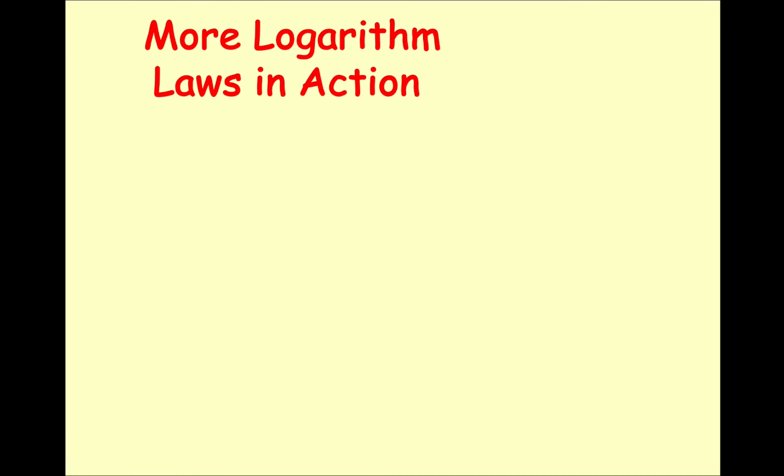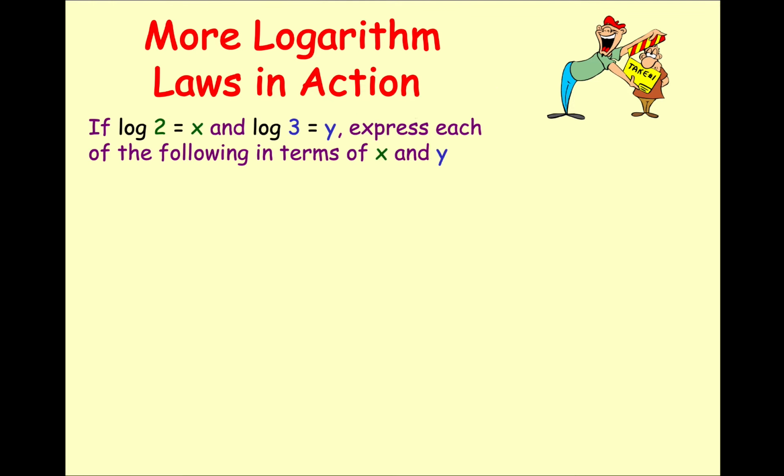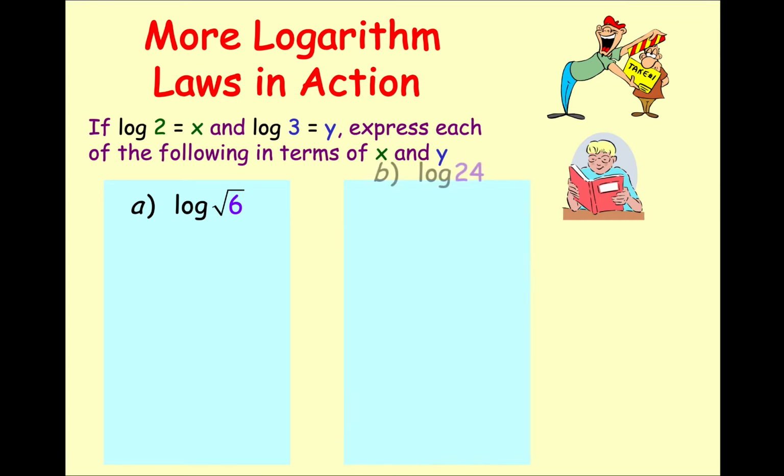More logarithmic laws in action. Take 2. If log 2 is equal to x and log 3 is equal to y, express each of the following in terms of x and y. We want to express (a) log root 6 and (b) log 24.